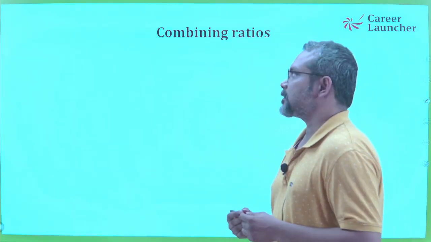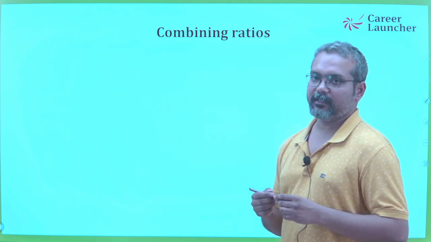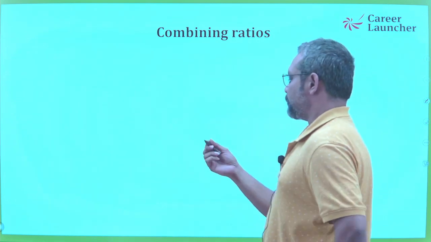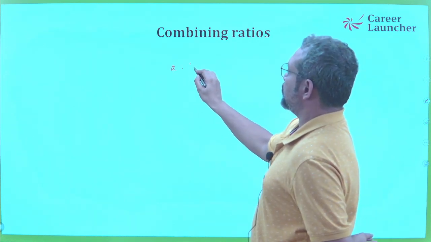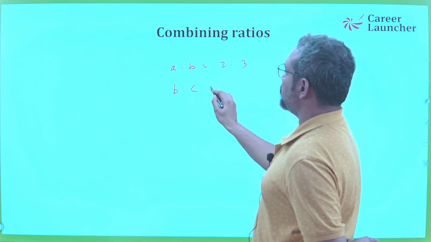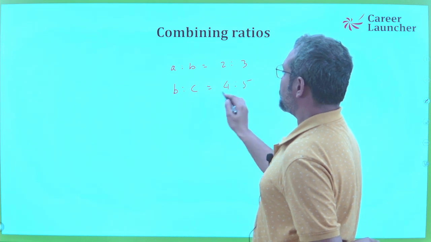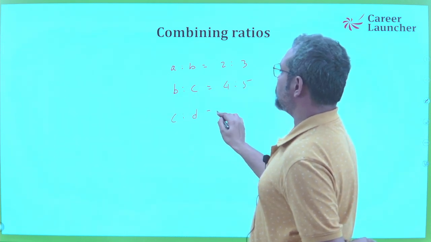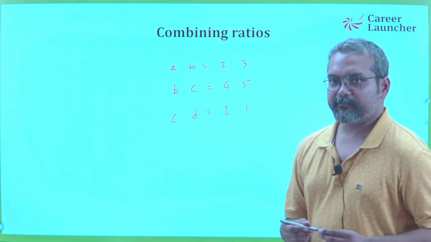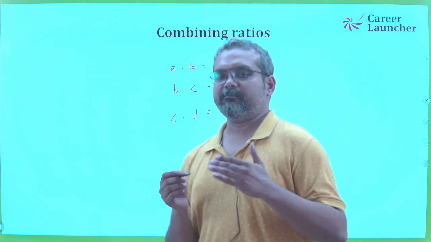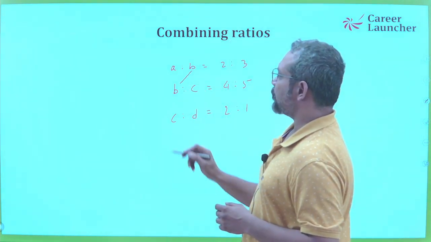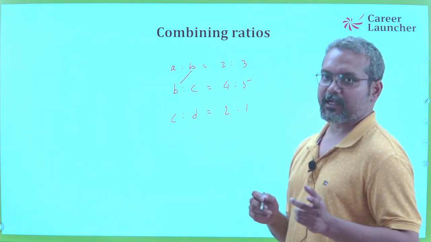Today we will be discussing the concept of combining different ratios where a common term is present. So what do we have? Let us say A is to B is 2 is to 3, B is to C is 4 is to 5, and C is to D is 2 is to 1, and so on. Unlike the previous video where we discussed two completely different ratios, here it's not completely different because there is a common term. So we can actually combine.